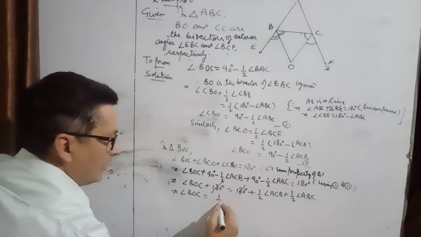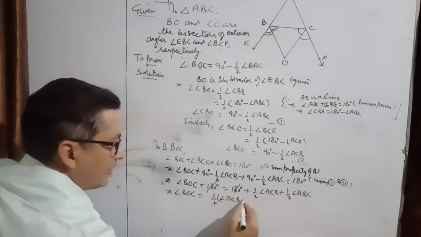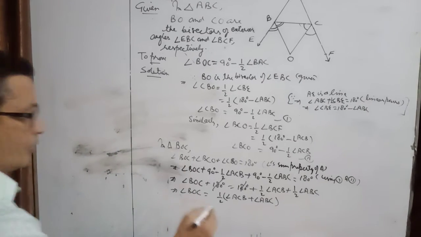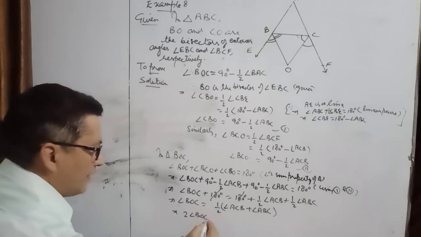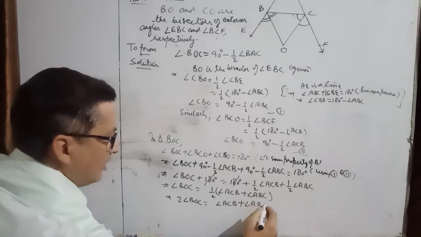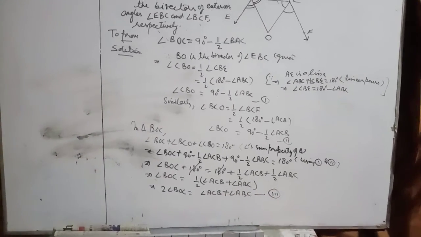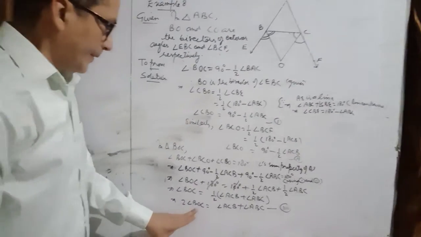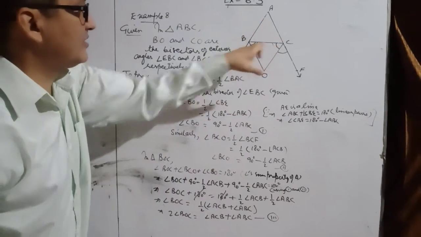So BOC कितना आ गया? Half of ACB. इन दोनों में हाफ कॉमन ले लीजिए, प्लस एंगल ABC. Understand? Now when you shift this 2 to this side, what do you get? Twice of angle BOC is equal to angle ACB plus angle ABC. आप इसको मान लीजिए थर्ड. Now here we get the relation between angle BOC and angle ACB and ABC.